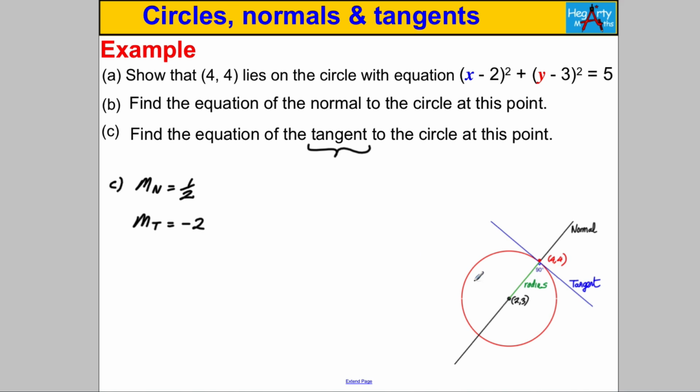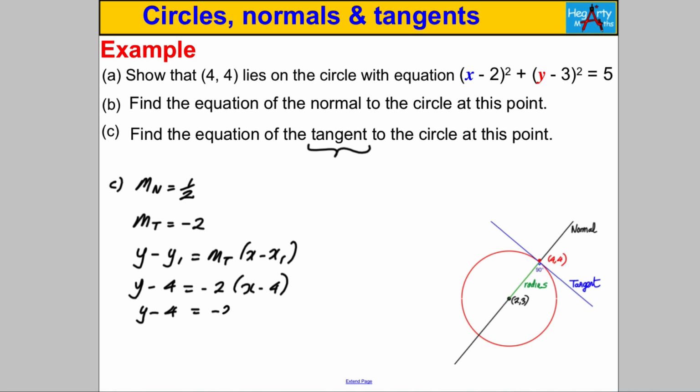And we also know a point that the tangent goes through, (4, 4). Don't be confused, it doesn't go through (2, 3), it goes through (4, 4). So we use the formula y subtract y1 is mt times x subtract x1. And we just say therefore that y subtract 4 is negative 2 times x subtract 4. We can multiply out that bracket if we want to, and we could add 4 to both sides if we really wanted, and we would get ourselves the following, which someone might write the other way around like that. And there you go, we have done this question.